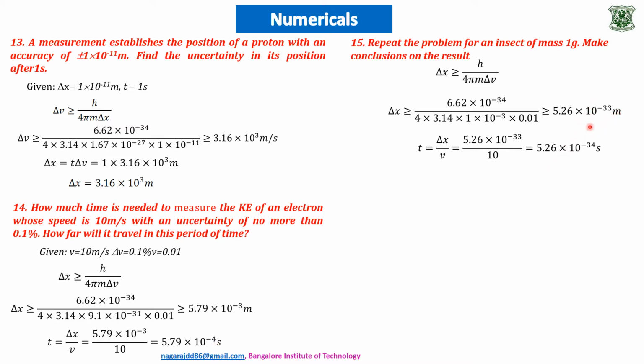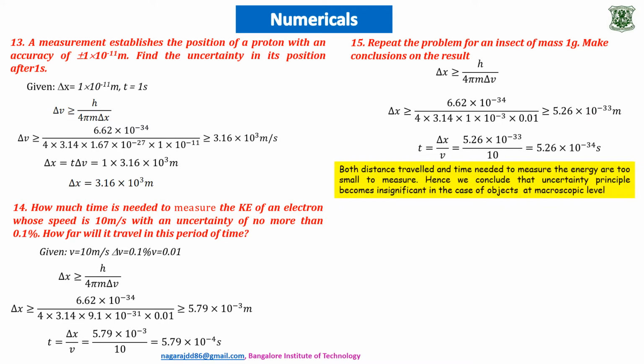So based on this, we can conclude both distance traveled and time needed to measure the energy are too small to measure in the case of an insect. Hence, we conclude that the uncertainty principle becomes insignificant in the case of objects at the macroscopic level. That is the difference between macroscopic and microscopic states. Uncertainty principle is a major principle for microscopic, whereas in macroscopic there is no question of uncertainty at all.